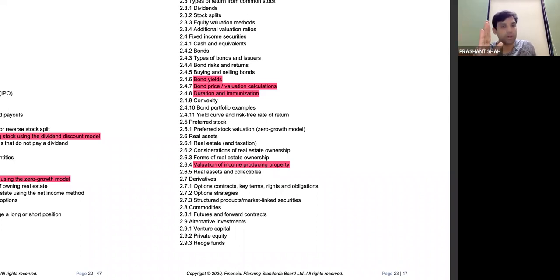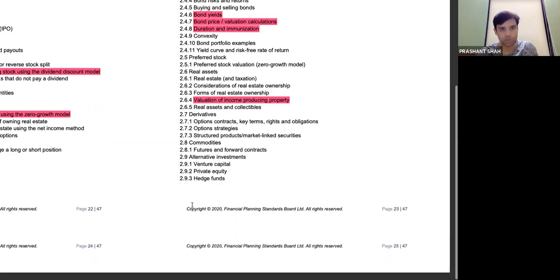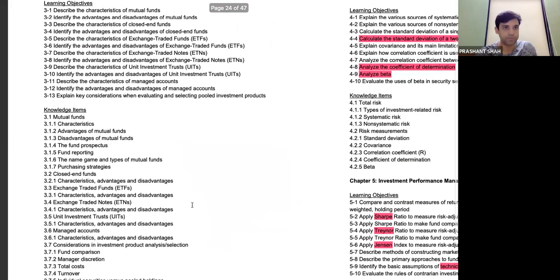So derivative is a huge chapter. You can just learn the basics of it. What is a forward? What is a future? What is a call option? What is a put option? I think you are done with it. Nothing to be studied further. And yes, you should know what is venture capital, what is private equity, what is a hedge fund. That should be known to you. You can expect a few questions from those topics as well.